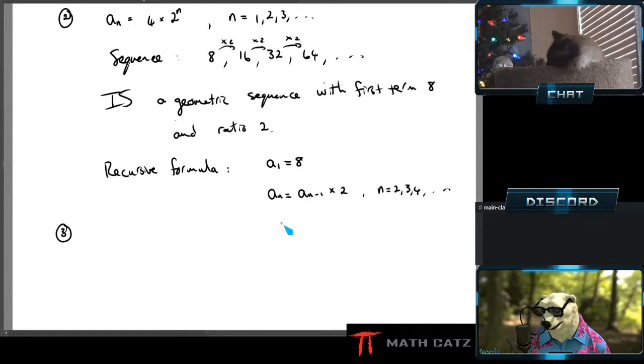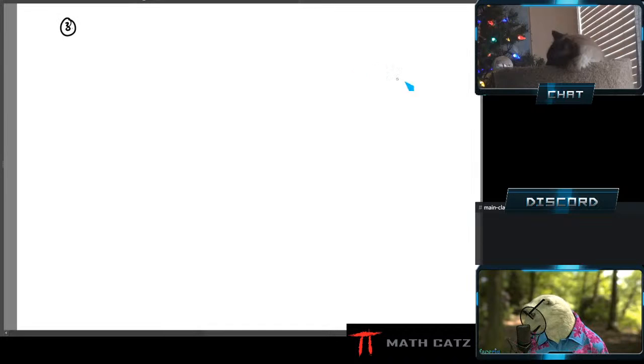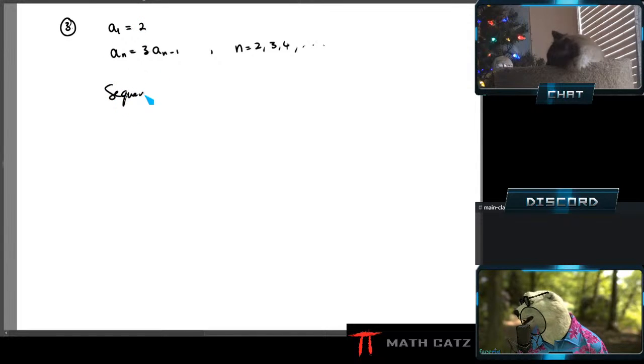Okay. Number 3, just so we have a video backup that works. The formula is a_1 equals 2, then they give me a_n equals 3a_{n-1}. Well, they can't really hide the recursive formula and the fact that it's a geometric sequence. I can see it right away, right? But if you don't, that's okay. We can just make the sequence.